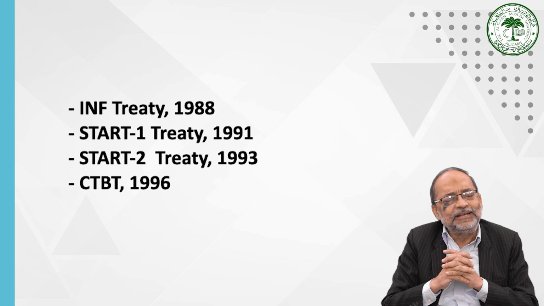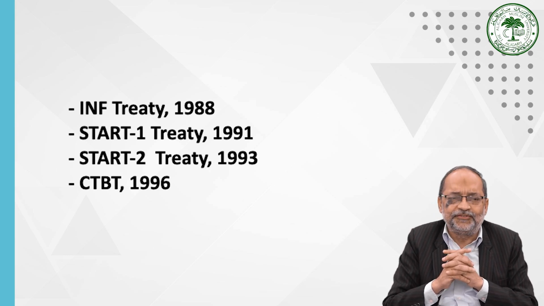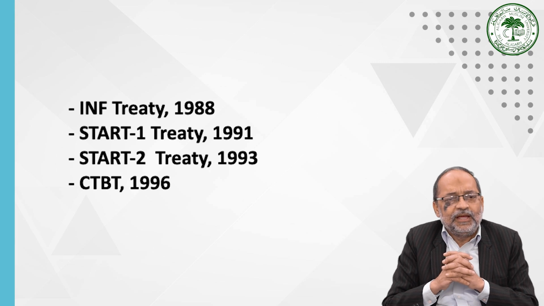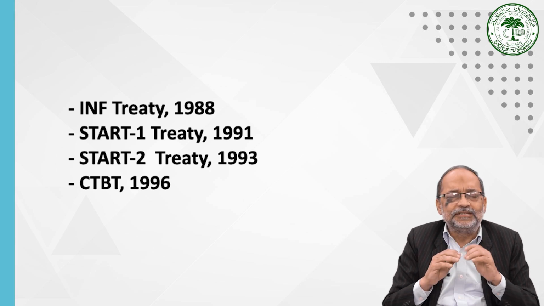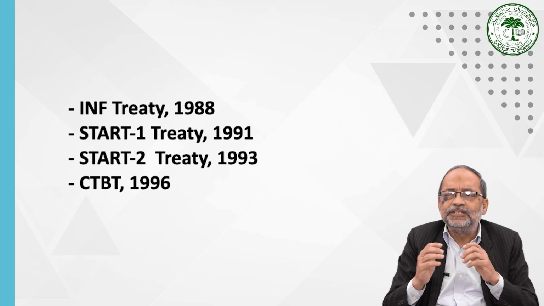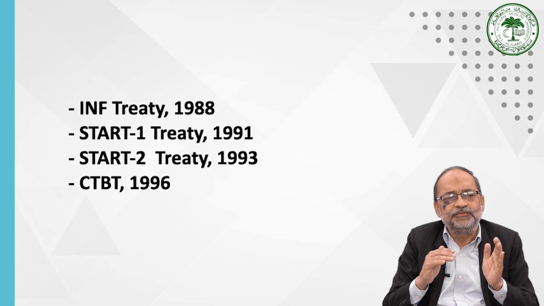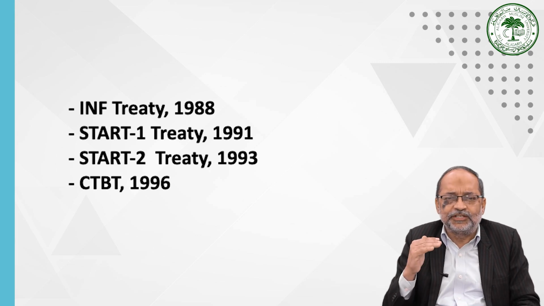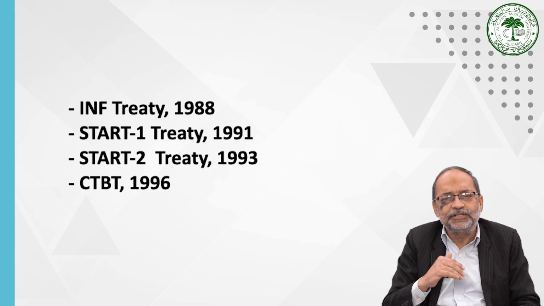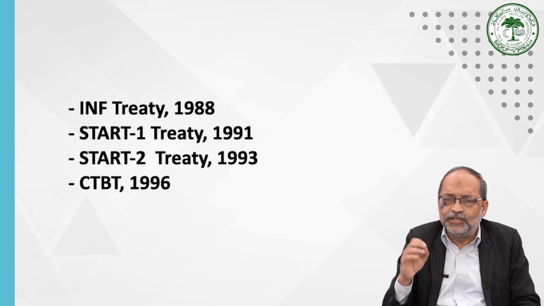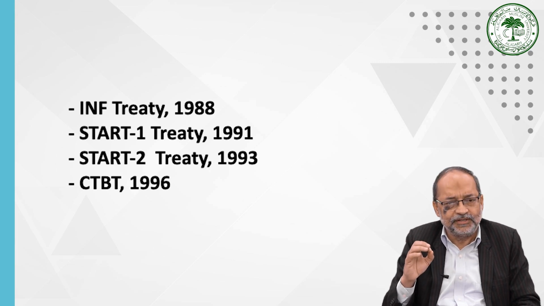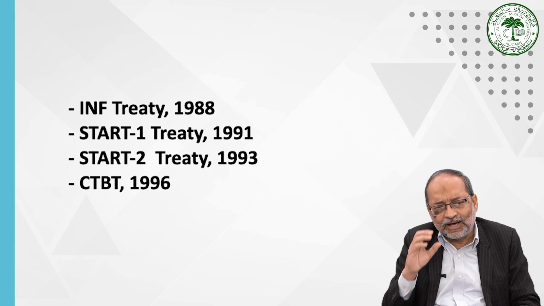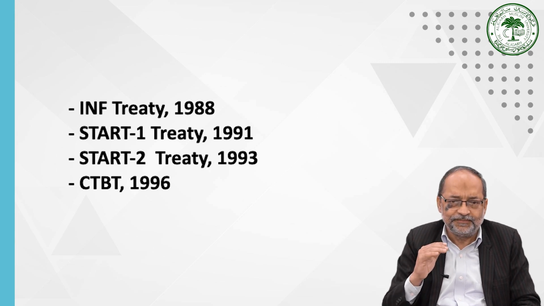Then in the year 1988, the Americans and the Soviets entered into the INF treaty. It eliminated all nuclear-armed ground-launched ballistic and cruise missiles with ranges between 500 to 5,500 kilometers. And all their infrastructure had to be dismantled by both these countries. It was the first nuclear arms control agreement to actually target reduction of nuclear weapons.